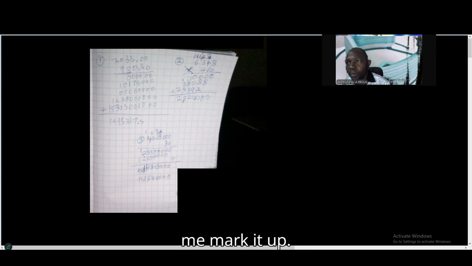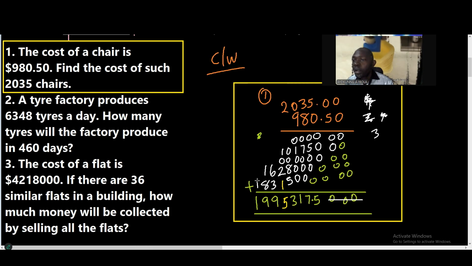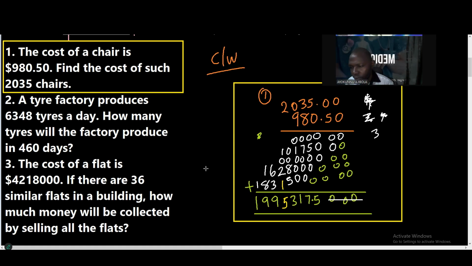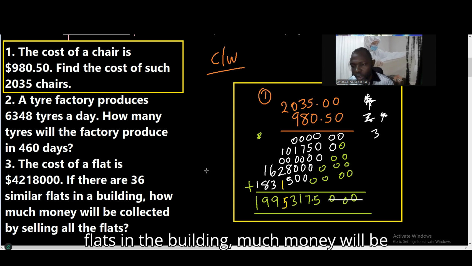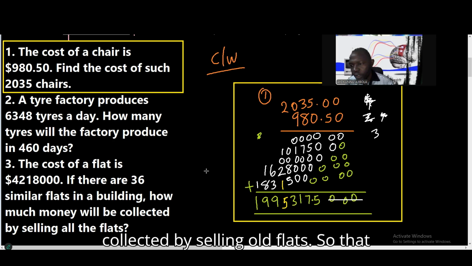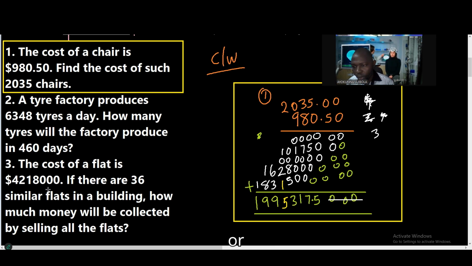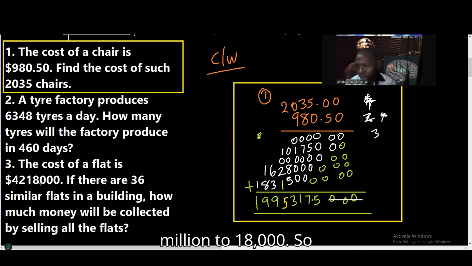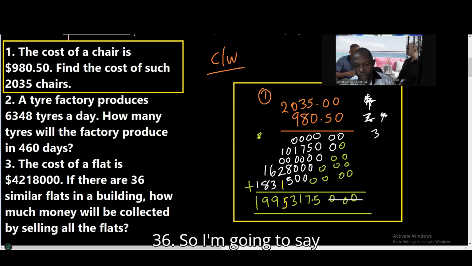Let me mark it up. Then the second question says that the cost of a flat is $4,218,000. If there are 36 similar flats in a building, how much money will be collected by selling all the flats? So that is 4,218,000. Yes, it's 4 million. 4,218,000 times 36.